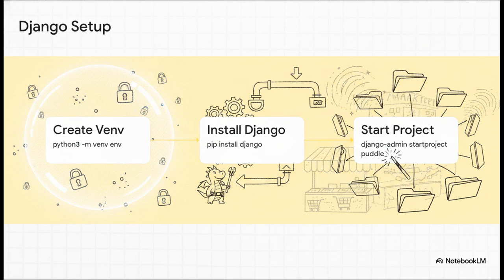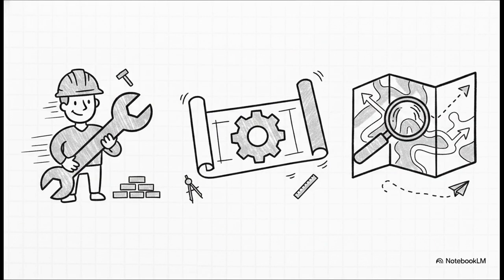Step 2, we use pip to install Django straight into that bubble. And then step 3, this is the magic command, django-admin startproject puddle. Boom. That generates your entire initial folder structure. Now, inside that folder structure, you'll see a few core files. Think of manage.py as your site manager. You're going to use it all the time to run the local server or update your database.